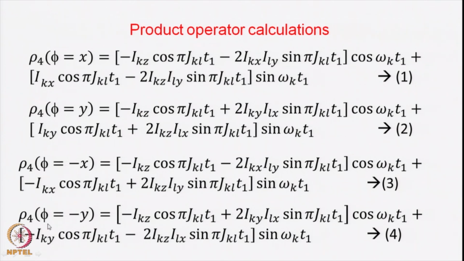Finally, when you had the phase as 270 degrees or the minus y, then this first term remained the same, this changed the sign, became plus 2 iky ILX, and then you had minus iky, you compare with this, is the minus iky, and you compare with this is minus 2 ikz ILX sin pi j k L omega k T1. I have put all of them in the same page here for ease of understanding how if you manipulate these additions and subtractions, different terms will cancel out.